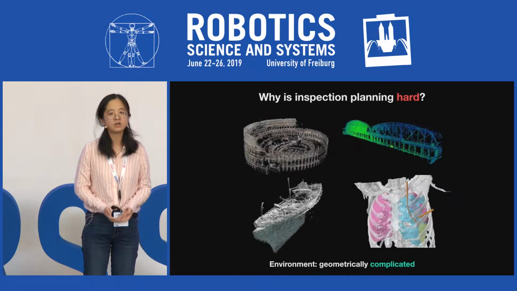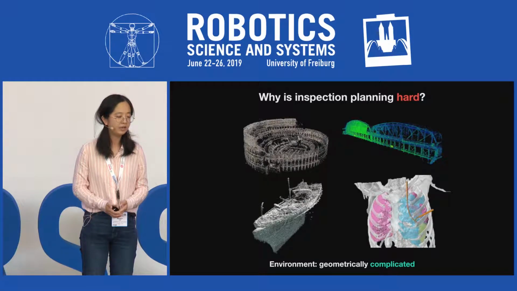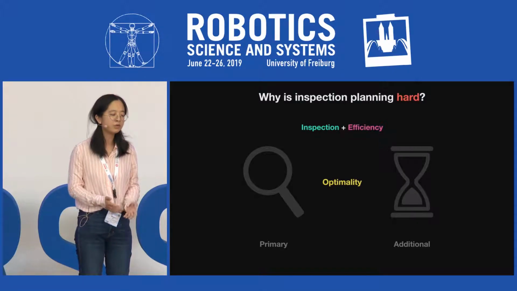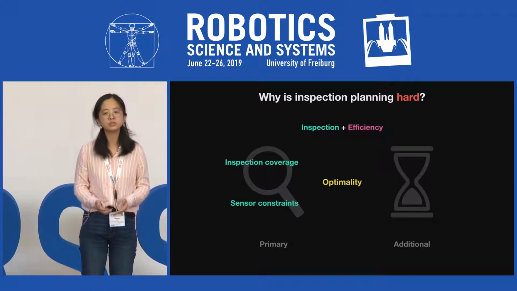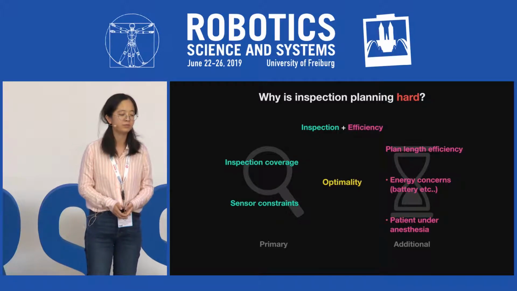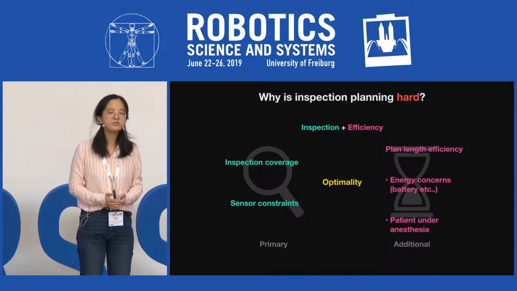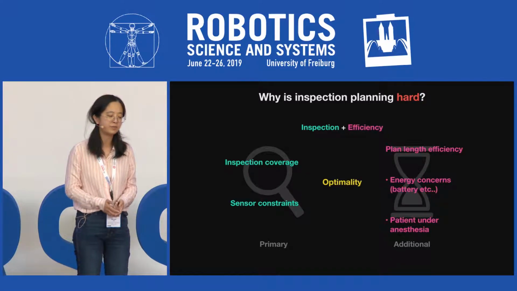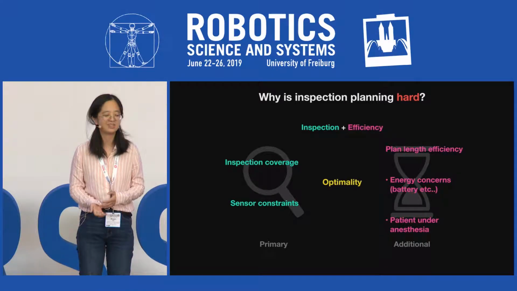First, to inspect these complex structures, the robot has to move in a geometrically complicated environment. And optimality in inspection planning considers inspection and efficiency. Primarily, we want to inspect as many points as we can while considering sensor constraints. And we also need to consider plan length, which could correspond to procedure time or distance traveled by the robot. For example, we need to consider battery constraints for a mobile robot. It is even more important in the medical case because the procedure should be completed as fast as safely possible to reduce costs and improve patient outcomes, especially when the patient is under anesthesia.